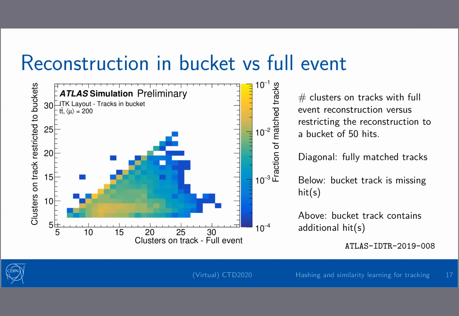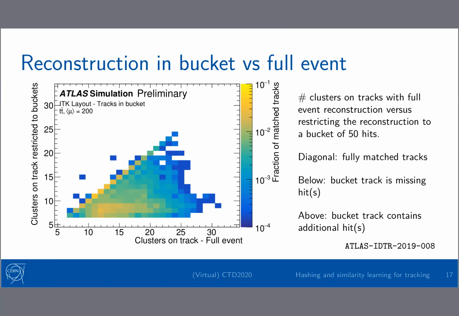And what's plotted here is the size of the reconstructed track for tracks that match, so that were reconstructed both in the buckets and in the cluster case. On the bottom is the track size in full events. On the left side is the track size in the bucket reconstruction. So on the diagonal, what you see are tracks that are fully matched between the two. So they are reconstructed exactly the same and are fully contained within a bucket.